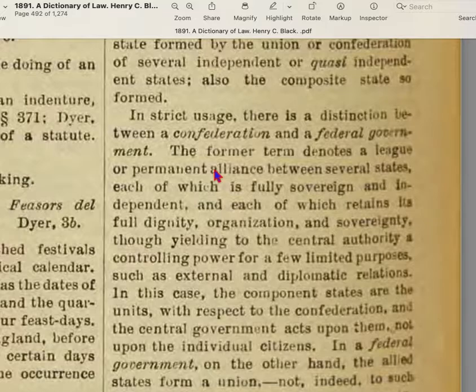The former term, confederation, denotes a league or permanent alliance between several states, each of which is fully sovereign and independent. So you see, that's what I've been telling you. The Articles of Confederation are a firm league of friendship between free, sovereign, and independent states. And basically, independent, when used in this definition and this system, means sovereign. The federal government formed the dependent states, or the military areas, which have no sovereignty. They cannot cede from the Union, whereas the independent states can cede from the Union.